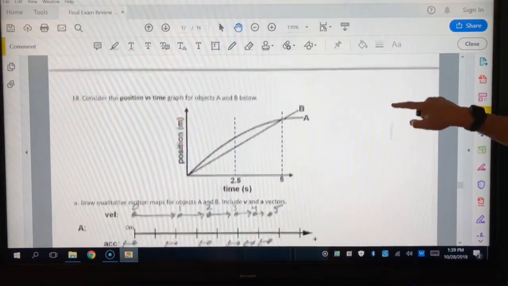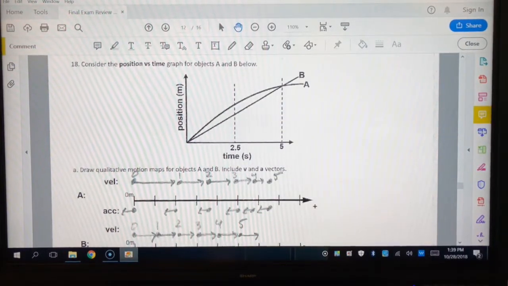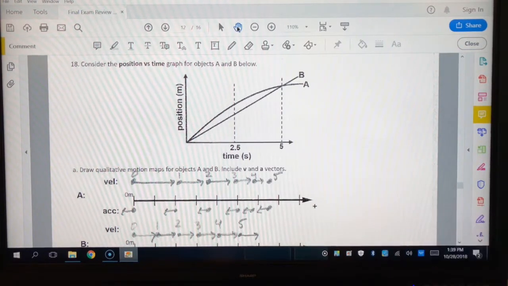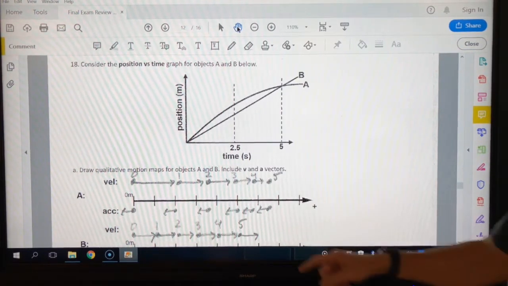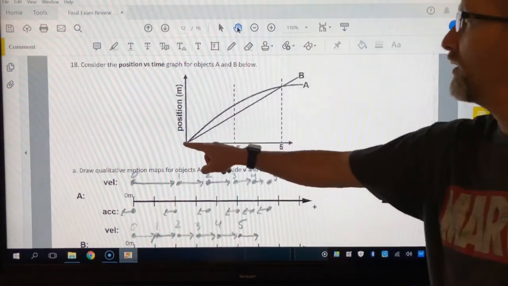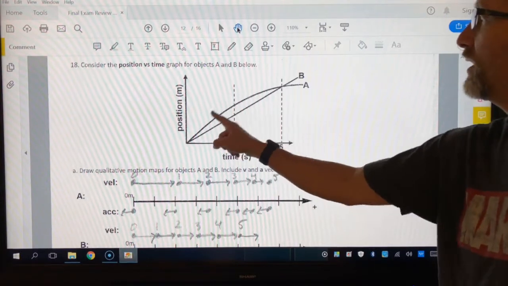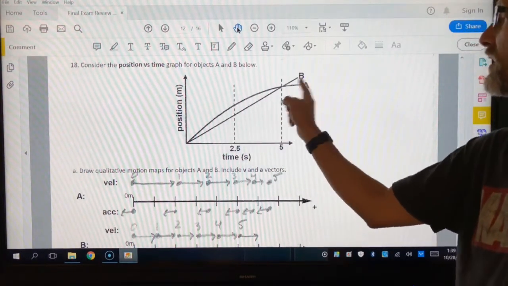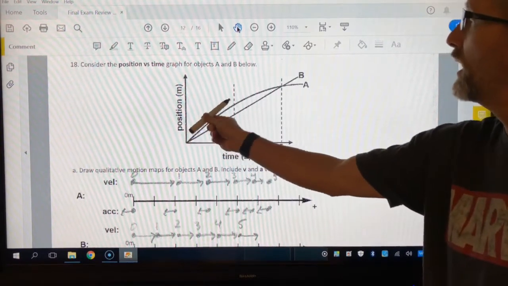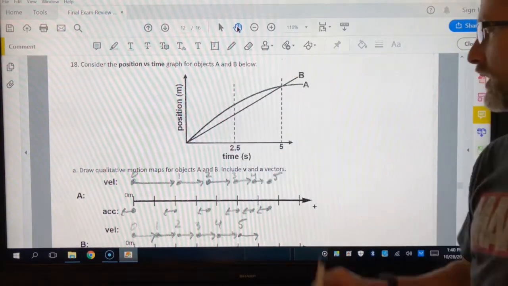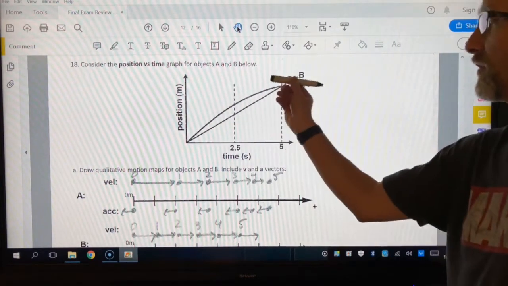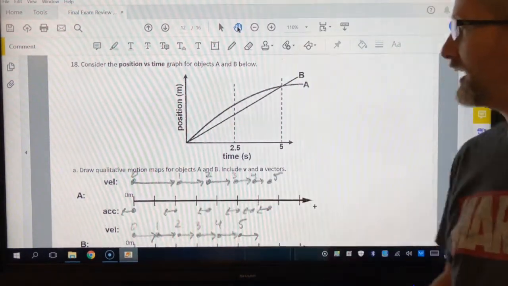This is number 18. Consider the position versus time for objects A and B below. For velocity for A, we see that it's big, and then it gets smaller as we go. How do we know that? We could draw tangent lines at a few points here, and we see that those tangent lines go from very, very, very steep to not steep at all.